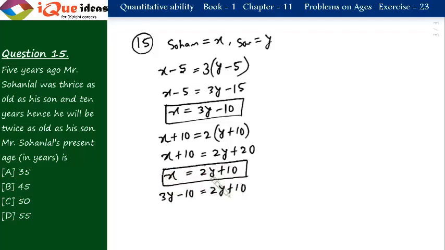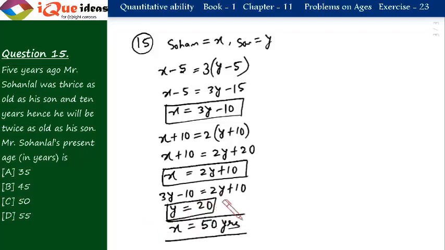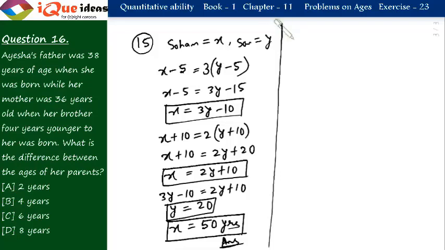2Y comes to the left hand side, becomes Y. 10 goes to other side, becomes 20. So son's present age is 20 years. Put it in any one equation to get X equal to 2 into 20. Let's say second one. Second equation we are putting the value of Y. 2 into 20, 40 plus 10, that is 50. That means the age of Sohan Lal at present is 50 years. So this is the answer of this question. Right? So we have done so many questions of same type by now. Now question number 16. Let's see what it says.